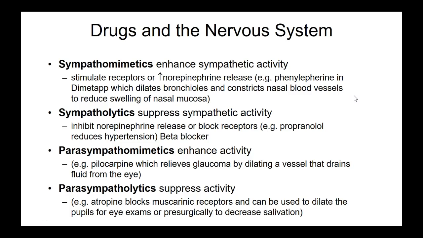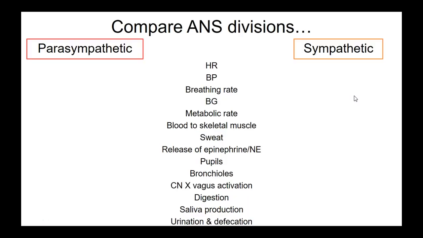Parasympatholytic means inhibiting the parasympathetic nervous system. One example is atropine. This can be used in eye exams, for instance, to dilate the eye. Also, one of the effects is to decrease salivation. Okay, so just a review here.